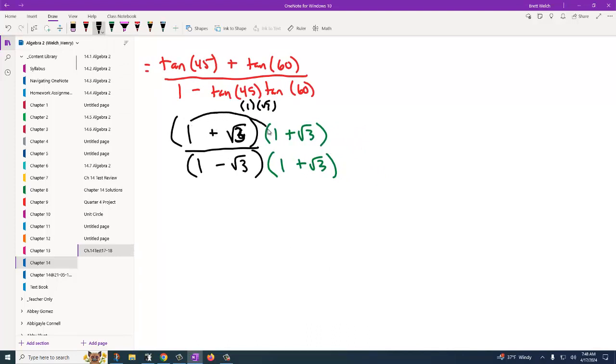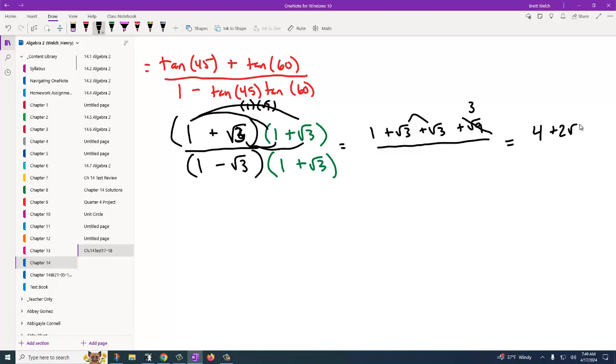On top, 1 times 1 is 1. 1 times root 3 is root 3. Then we go root 3 times 1 is root 3. And root 3 times root 3 is root 9, which we know is really 3. I'm going to go ahead and clean up the top. 1 plus 3 is 4, and root 3 plus root 3 is 2 root 3.